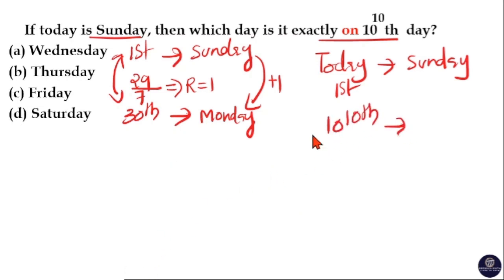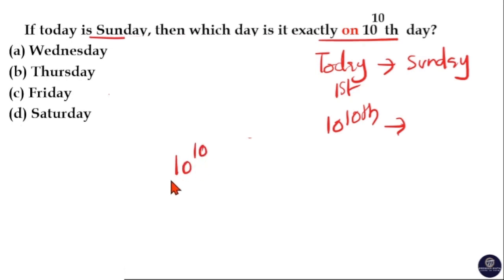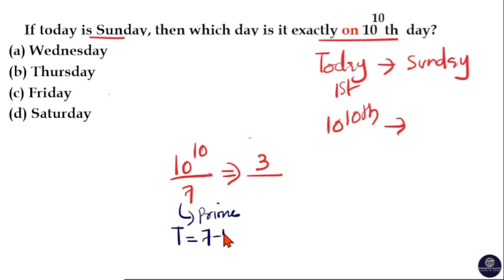Now, here I am not taking the difference between 10 raised to 10 and first day. I will write 10 raised to 10 by 7 directly and find the remainder from this. Here, 10 is the base in the numerator and 7 is the denominator. Then 10 by 7 will give you remainder 3. Now, here 7 is in the denominator, so a prime number is in the denominator. A prime number in the denominator means the quotient is 1 less than the prime number 7. That is, 7 minus 1 gives you 6. So 6 is the quotient here.